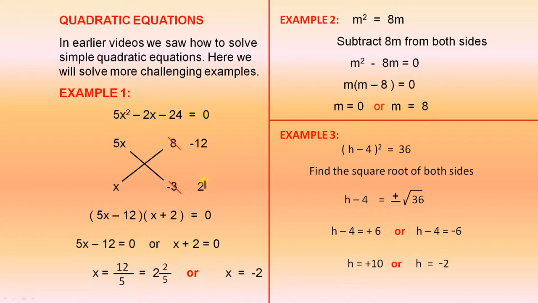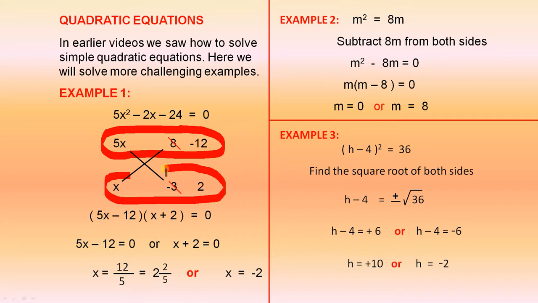We know when we multiply those two together we get minus 24. Let's check if they satisfy this particular quadratic equation. That gives us 10x minus 12x gives us minus 2x, so those two are correct. If we remember from earlier videos the way we write the answer, 5x minus 12 times x plus 2 equals 0. So that gives us that line.